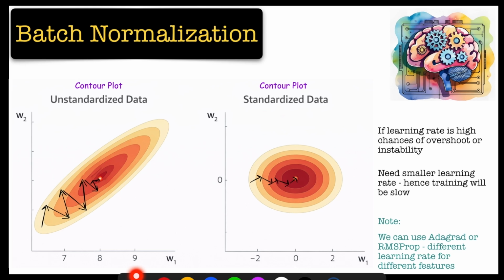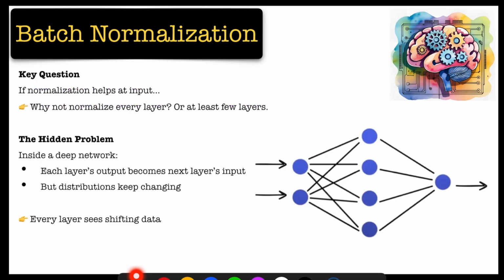Now, one note here is we can use AdaGrad or RMSprop also here, because we know that in AdaGrad or RMSprop, we can have different learning rates for different features. So that is also another way of solving the problem. But in this video, we are discussing batch normalization. We'll see how batch normalization handles these problems and how it makes our training faster.